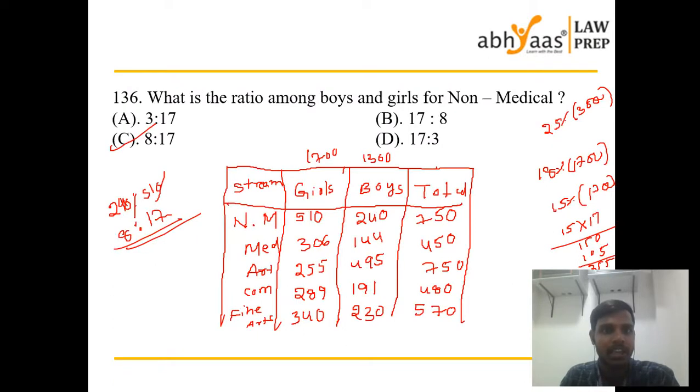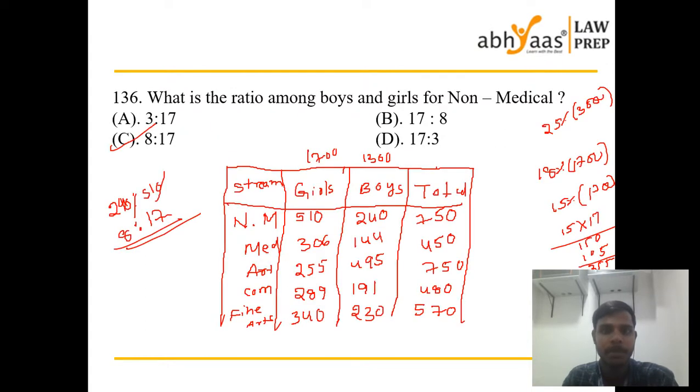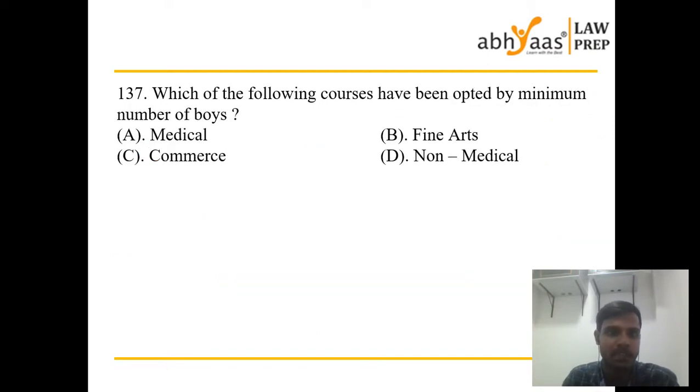Next, 137. Which of the following courses have been opted by the minimum number of boys? Minimum number of boys, which is medical. If you see, 144 boys opted for medical, which is minimum. So the answer for 137th question will be A, medical.